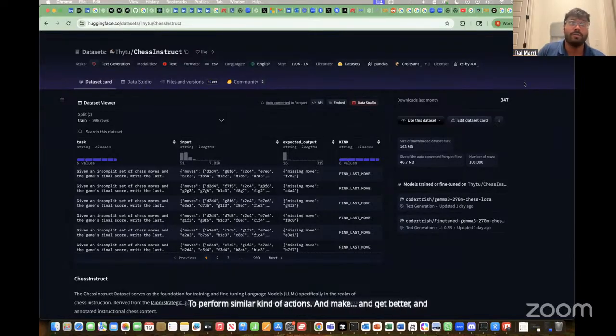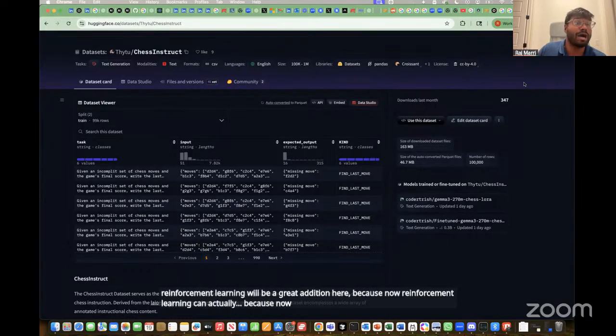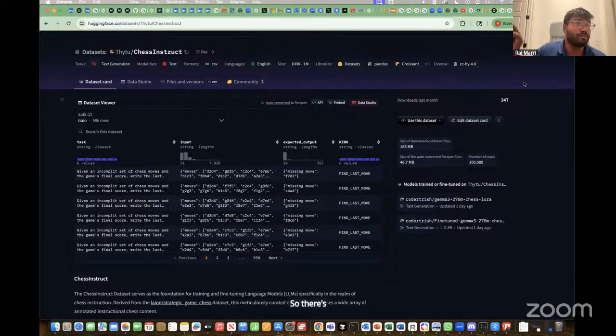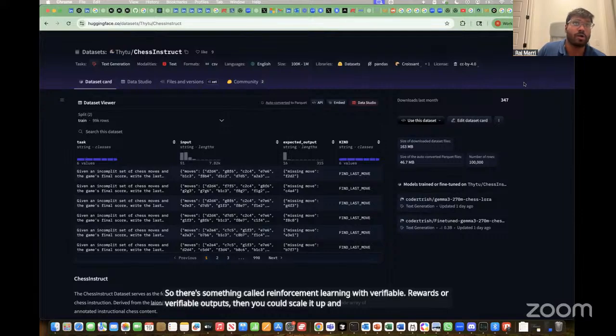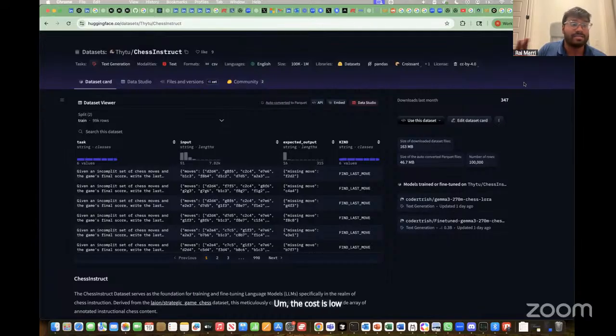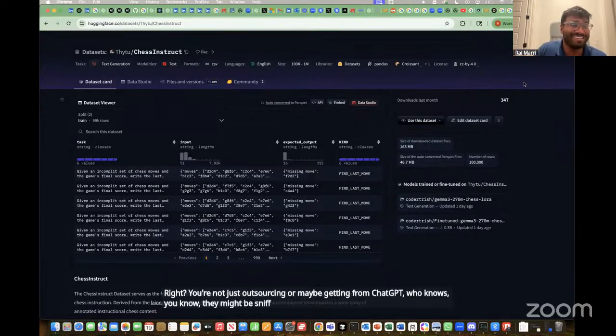And reinforcement learning will be a great addition here, because now you have a verifiable output. There's something called reinforcement learning with verifiable rewards, or verifiable outputs. Then you could scale it up and make your small language model do way better than an LLM. That's the reason why NVIDIA says it's the future of agentic AI. So SLMs are the future of agentic AI because the cost is low, your SLMs are domain trained, and you own the model, right? You're not just outsourcing or getting it from ChatGPT. Who knows, they might be sniffing on your data, but I can't comment on that. But yeah, I think that would be a good use case and a great question.